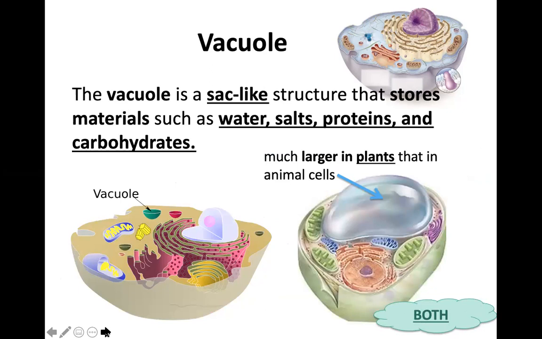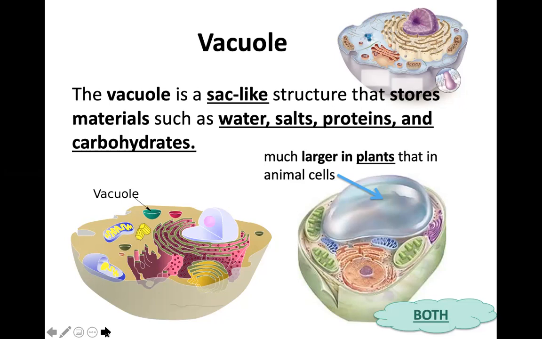Okay, next one is a vacuole. The vacuole is a sac-like structure that stores materials such as water, salt, protein, and carbs. So this is like a storage facility, okay? A vacuole can be found in both plant and animal cells. But the difference is, in a plant cell, it's a large central vacuole, okay? In an animal cell, the vacuoles are a lot smaller.